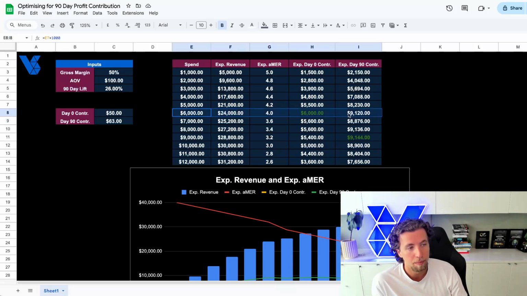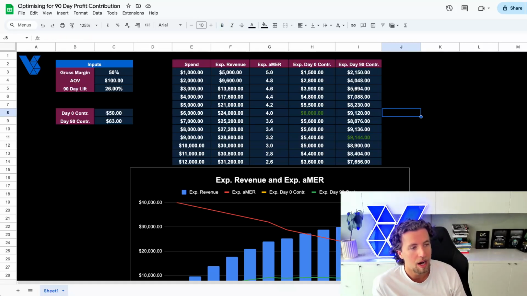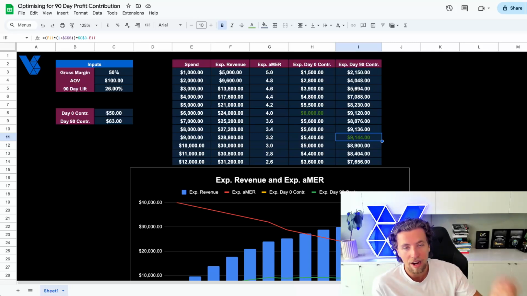And so the point here is that day 0 contribution profit, if that's what we're optimizing for, $6,000 in spend is the best level because that's going to get us $6,000 in profit a day. Now, comparatively, if we go to day 90, yes, we're going to get $9,000 in profit here. But as we continue to go up and stepstone through, we actually find that we make the most profit at day 90 when we go and spend $9,000 a day.